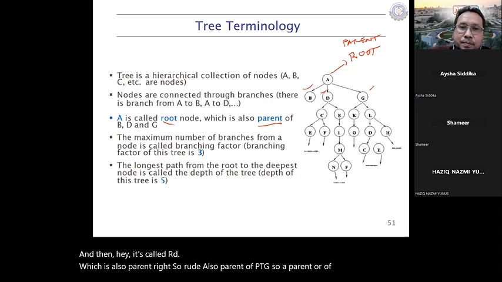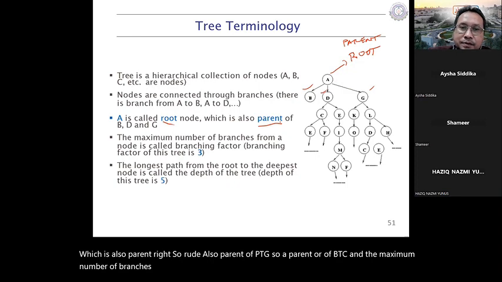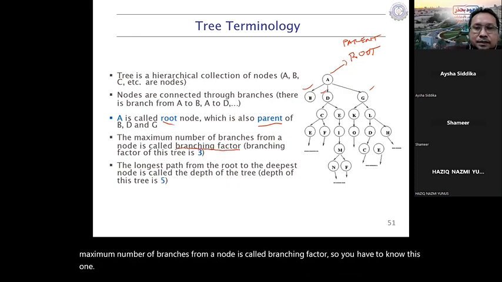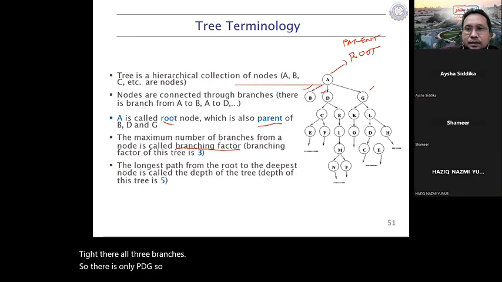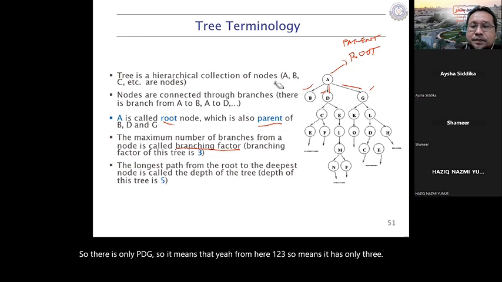And the maximum number of branches from a node is called the branching factor. So you have to know this one. What is the branching factor in this case? It is 3, because there are only 3 children, or 3 branches: B, D, G. So it has only 3 branches. Then we can say the branching factor of this tree is 3.